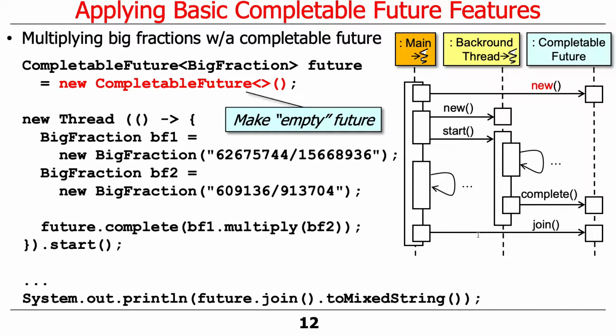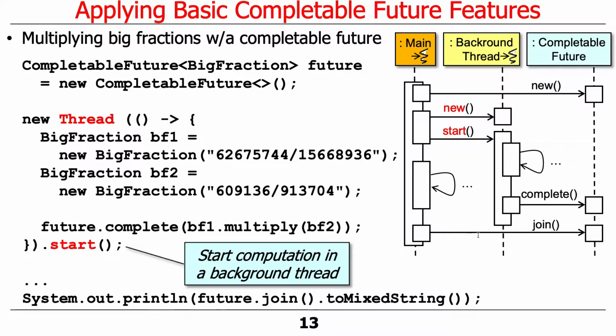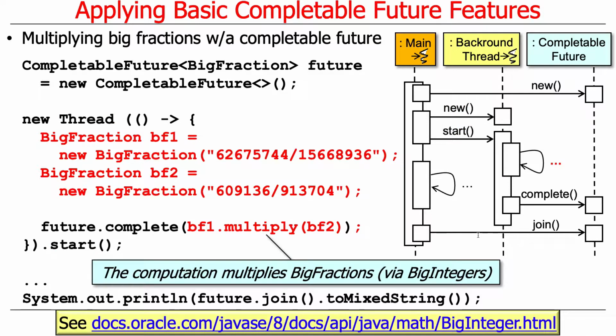So here you can see we're making a new completable future. We then go ahead and create a new thread with this lambda expression. We'll look at the lambda expression in a second. The key thing to note is this is what's going to be run by the thread when it starts. When you call start, that causes a new thread to be created, and it'll run in the background. So that's the background thread. When we say start, this computation will start to run, and it'll run in parallel with anything else that's going on, in this case, the main program, the main thread.